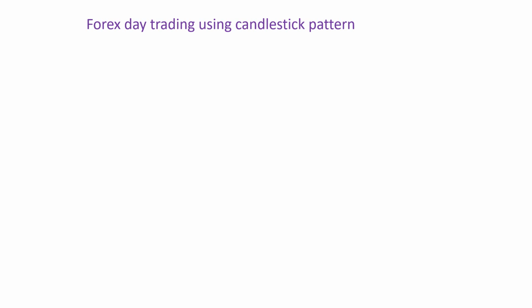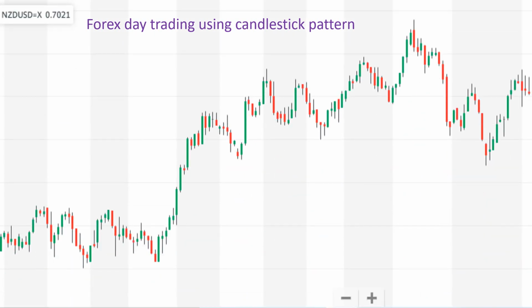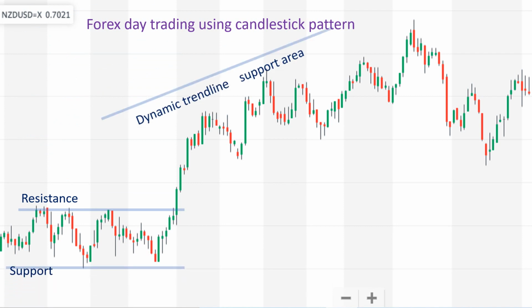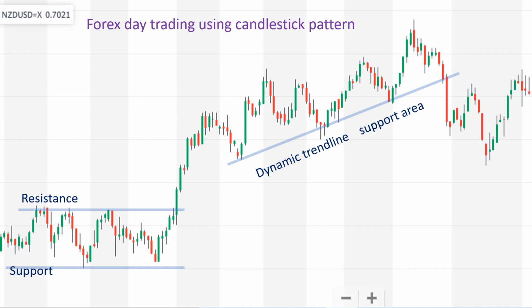Forex day trading using candlestick pattern. This is the price trend of the New Zealand USD pair on the 4H time frame. I got all my charts in this video from Yahoo Finance. I installed resistance and support levels, and also a dynamic trend line, which acts here as a support area. The price is coming into the range, bouncing between support and resistance, and here it got rejected by the support area.